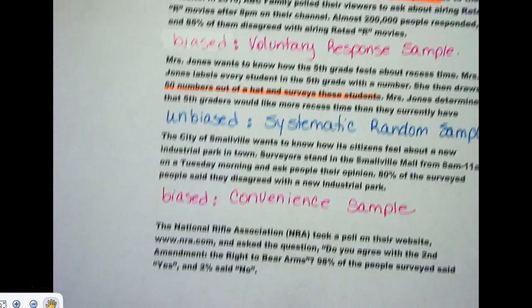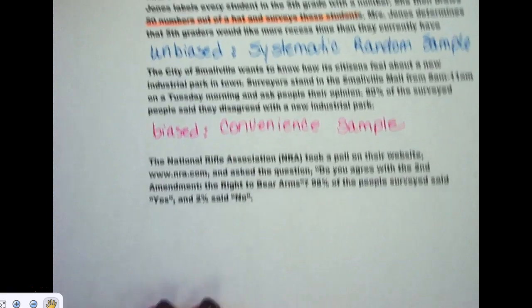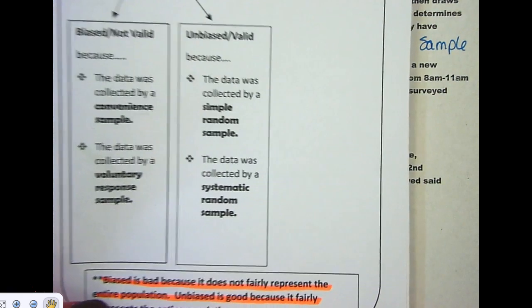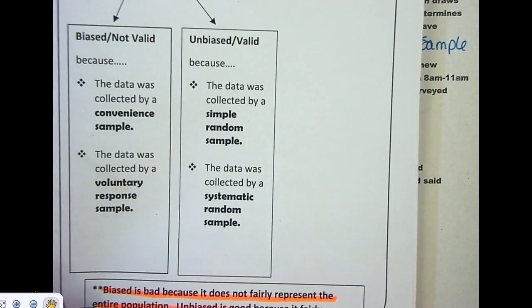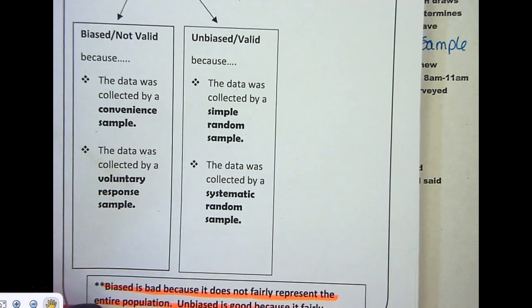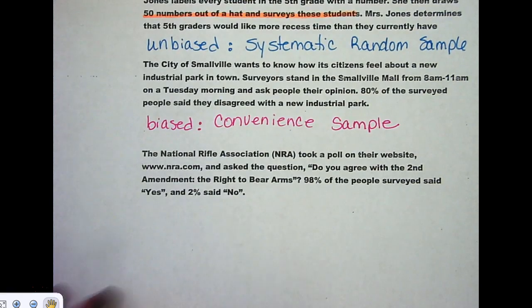Last one. The National Rifle Association, the NRA, took a poll on their website, www.nra.com, and asked the question, do you agree with the Second Amendment, the right to bear arms? 98% of the people surveyed said yes, and 2% said no. Biased or unbiased? Think about your flow chart and the way they collected their data, and see if you can back up your answer. Autumn. Biased. Why is it biased? Yes, it was a voluntary response sample.